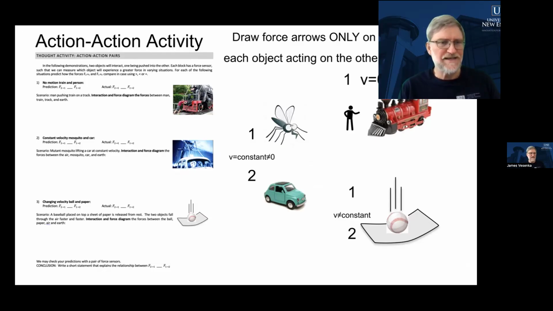Your job is to draw an interaction diagram between each object, 1 and 2, for every scenario. And then from that, draw the forces only between the objects, no other forces. We don't care about the earth pulling it down, the ground pushing it up, or any air, whatever else is involved. What are just the forces between the two objects? And then rank them. Is the force of 2 on 1 greater than, equal to, or less than the force of 1 on 2 in each of these scenarios? I really encourage you to sit down and do it. We've gone through this many, many times. The answer is in your interaction diagram.